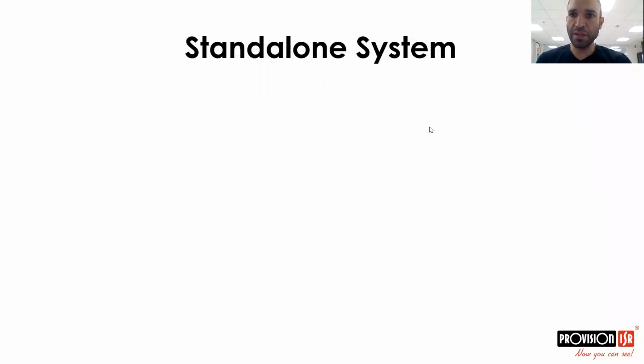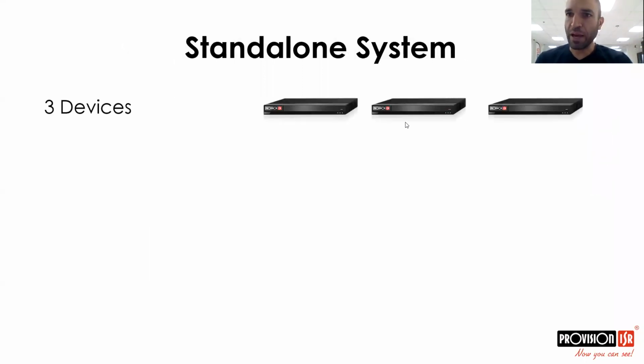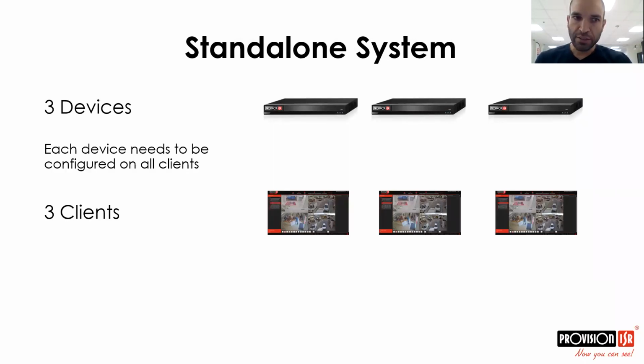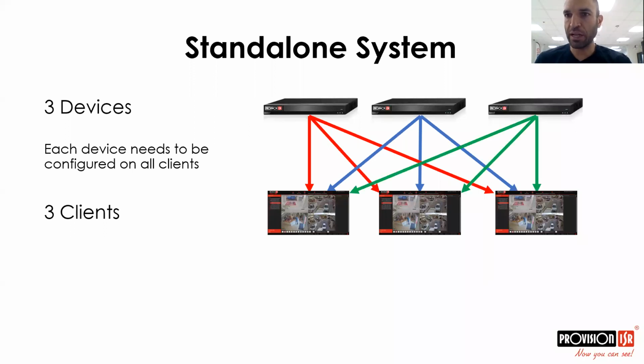Okay, this is basically the architecture. Let's say we have 3 devices, and let's say we have 3 clients. Each device needs to be configured on each one of the clients. It means that we need to configure this device on these 3 clients, another device on these 3 clients, so everything needs to be multiplied. Think now what happens if you have 20 devices and you have 20 clients. You multiply more and more.